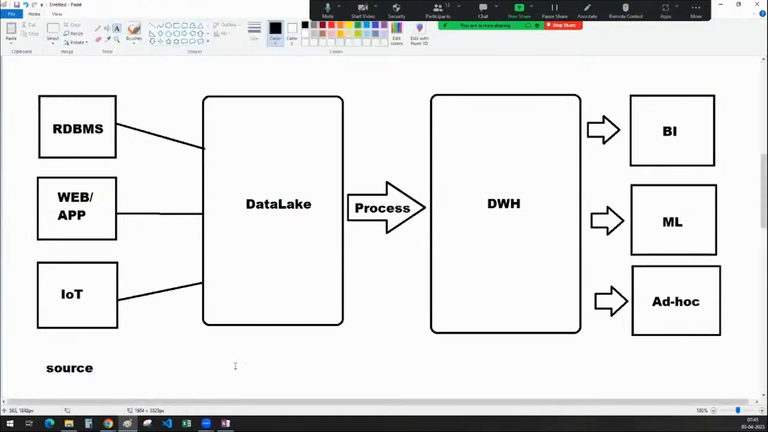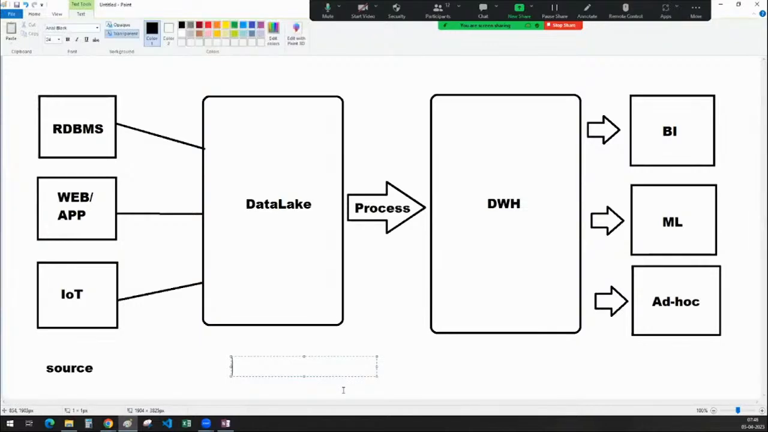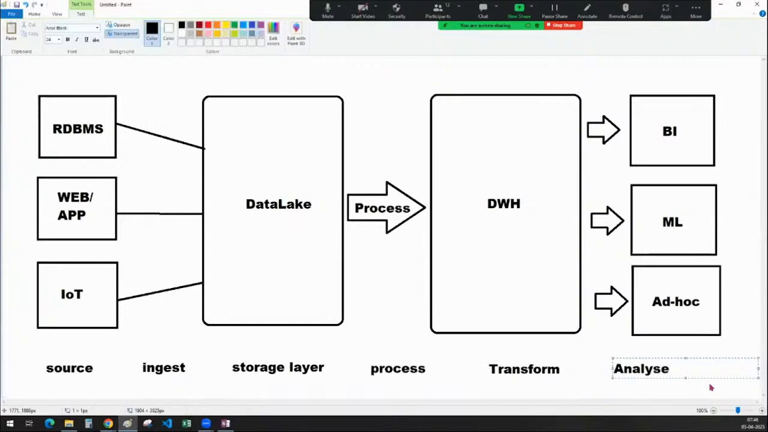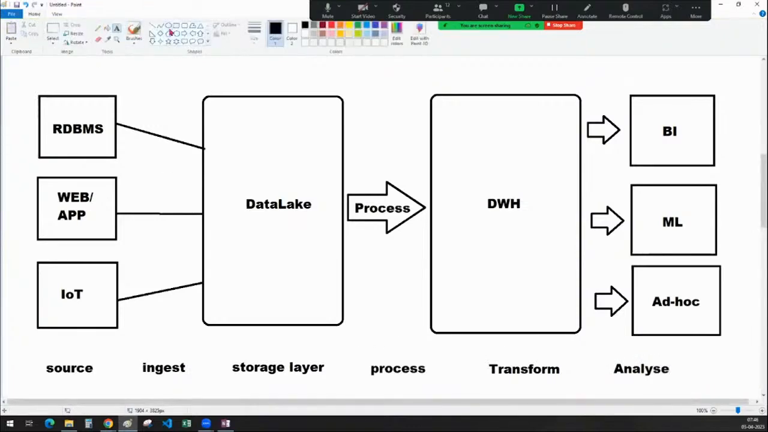From source to the staging or a data lake. People call it a storage layer. And here we are going to do ingestion, collecting the data. And then we do processing. In a data warehouse, we try to analyze the data, transform, and finally analyze. Analysis.